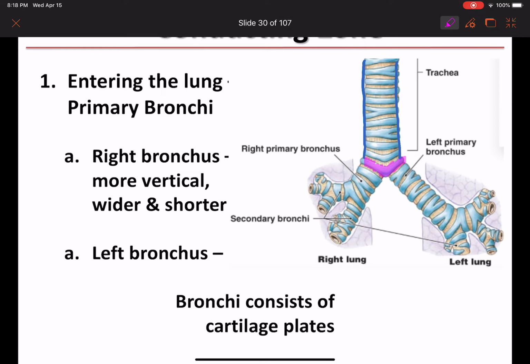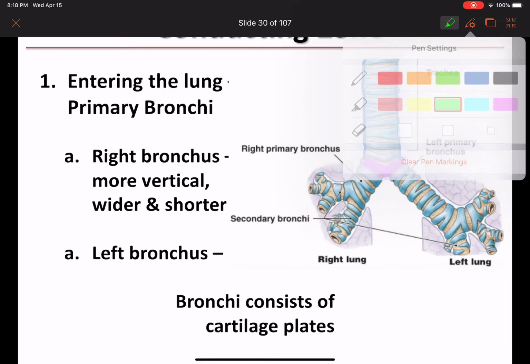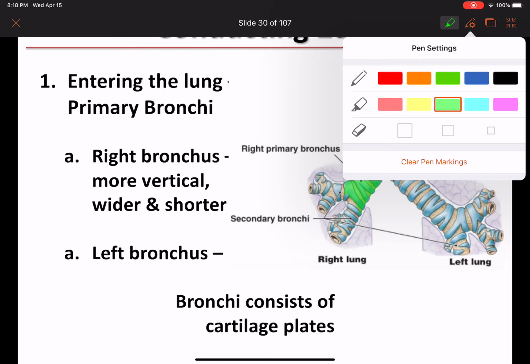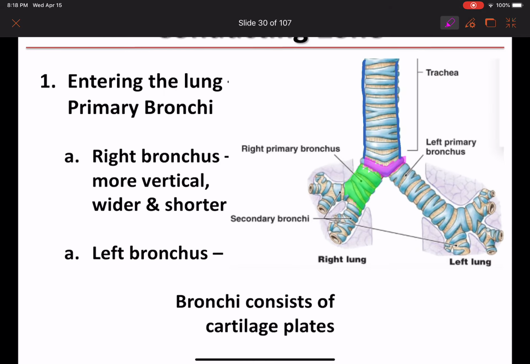One thing I want to point out to you here, let me highlight the right primary bronchus for you versus the left primary bronchus. The right primary bronchus is going to descend at a steeper angle. It's thicker and it's shorter. That's very important clinically. Let me use a different color here to highlight. Let me use yellow. So I'm going to highlight the left primary bronchus in yellow.